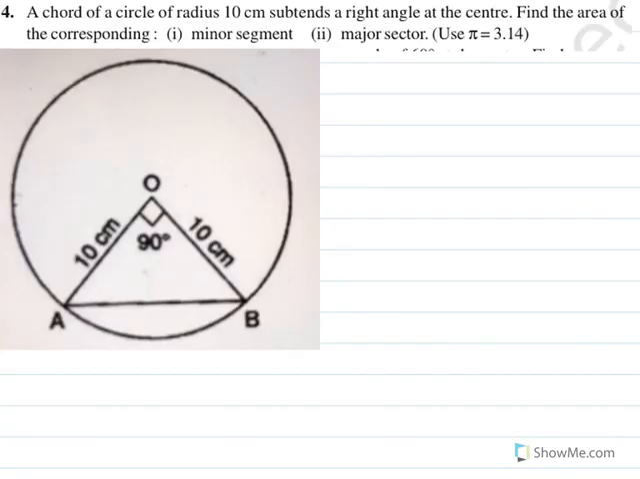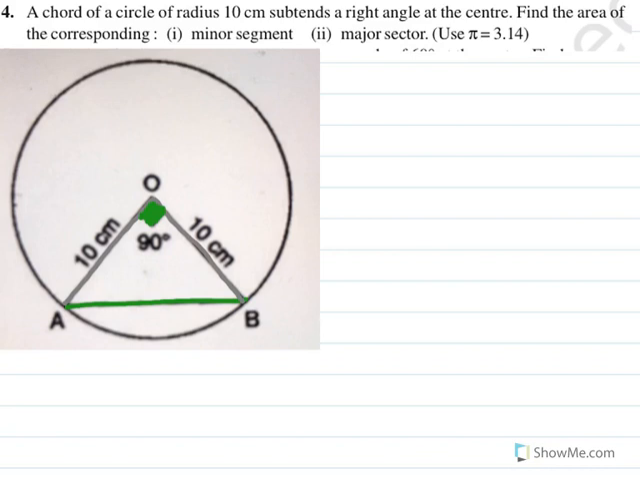Now for the fourth sum, a chord of a circle of radius 10 centimeter subtends a right angle at the center. So the figure is given here. This is our chord AB, and this chord AB subtends 90 degrees. So when you join the radii OA and OB, the angle here is 90 degrees. That means AB subtends 90 degrees at the center. Here they say find the area of the minor segment and the major sector.